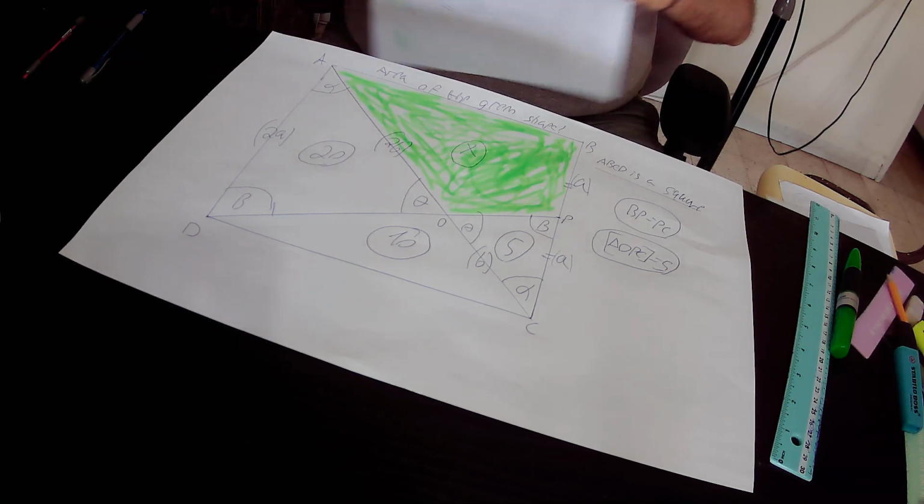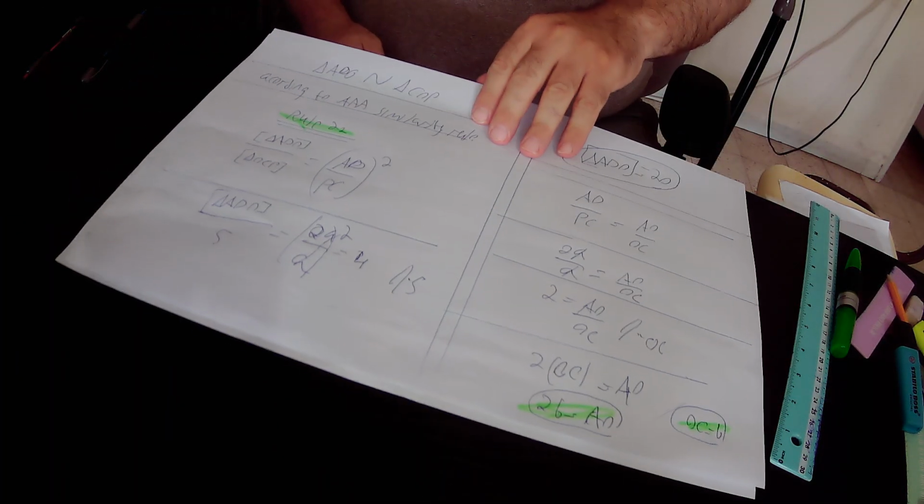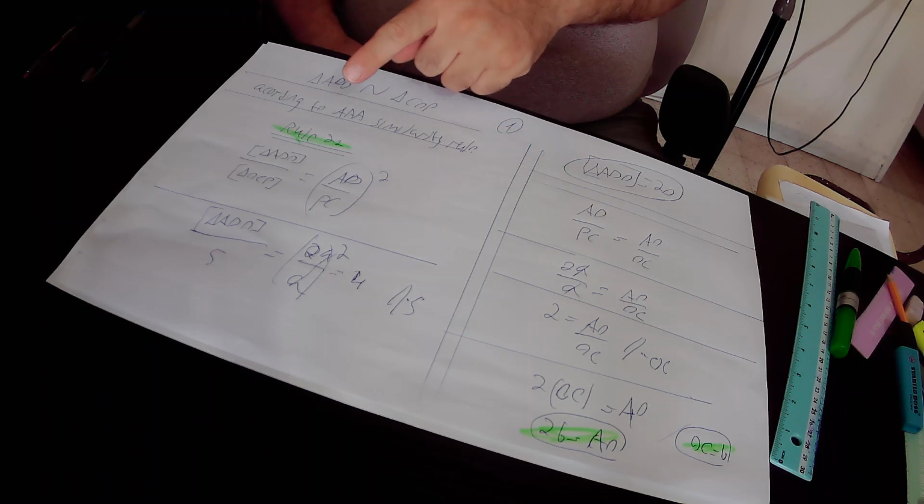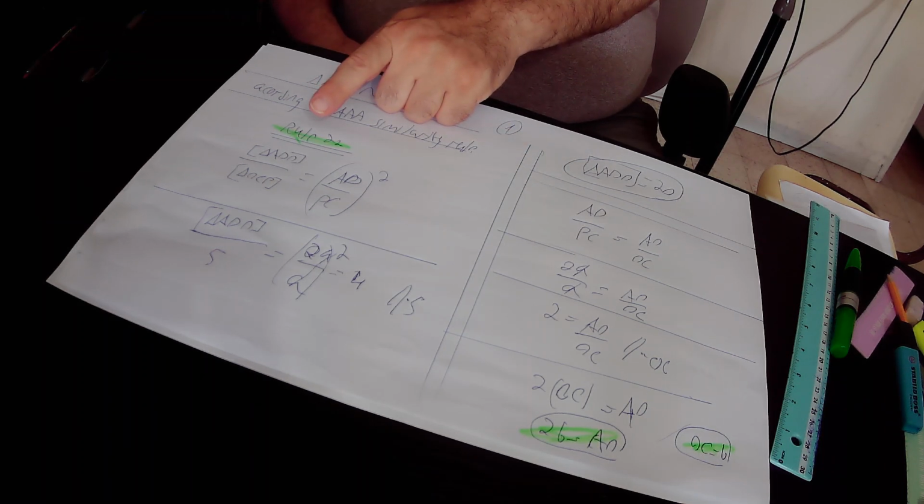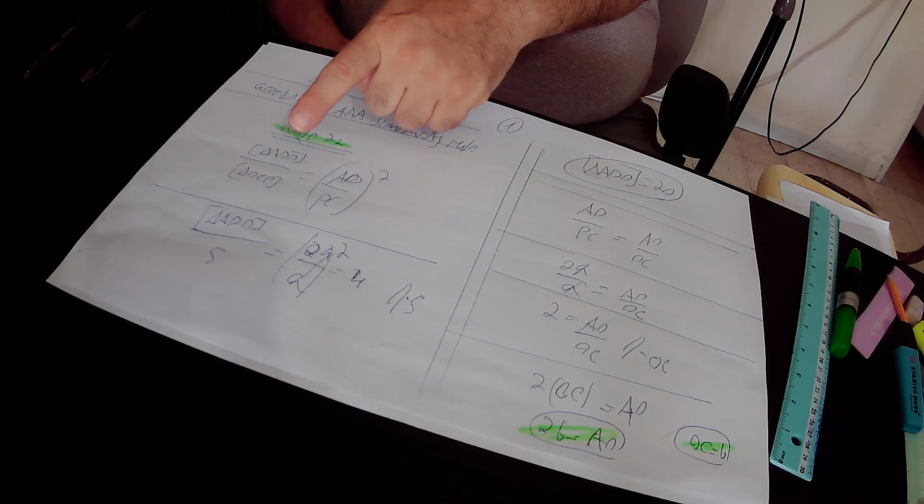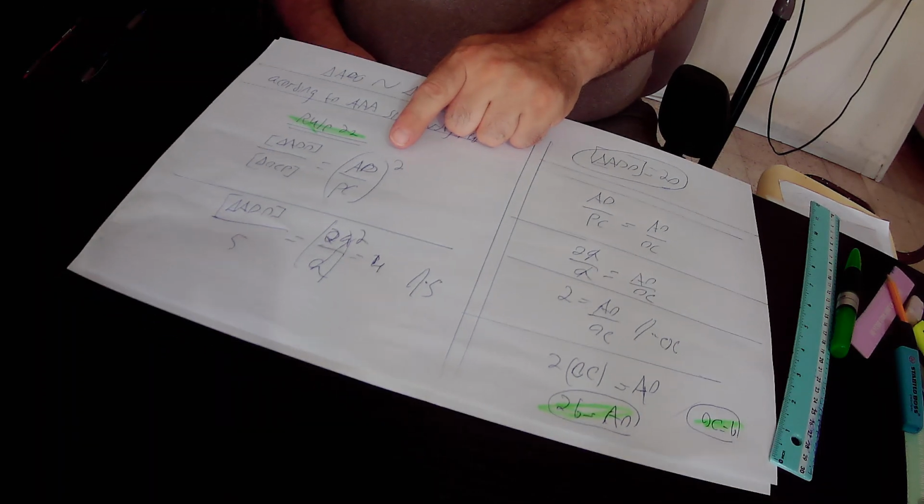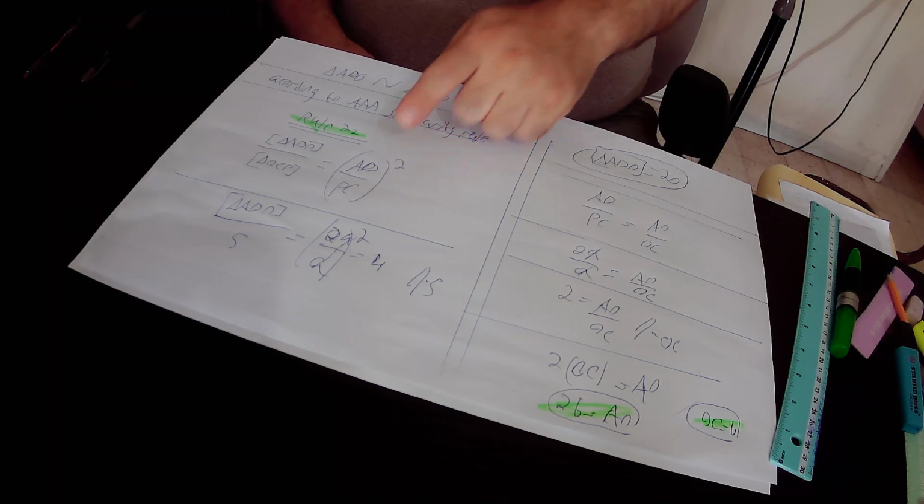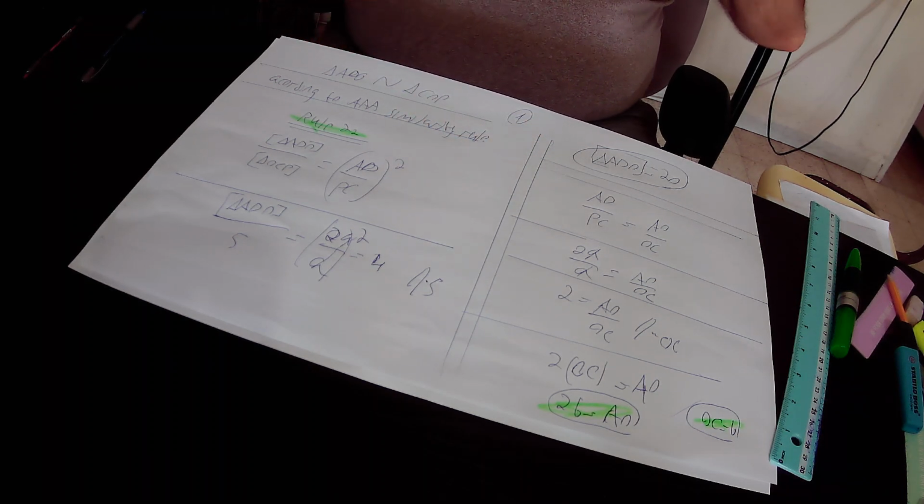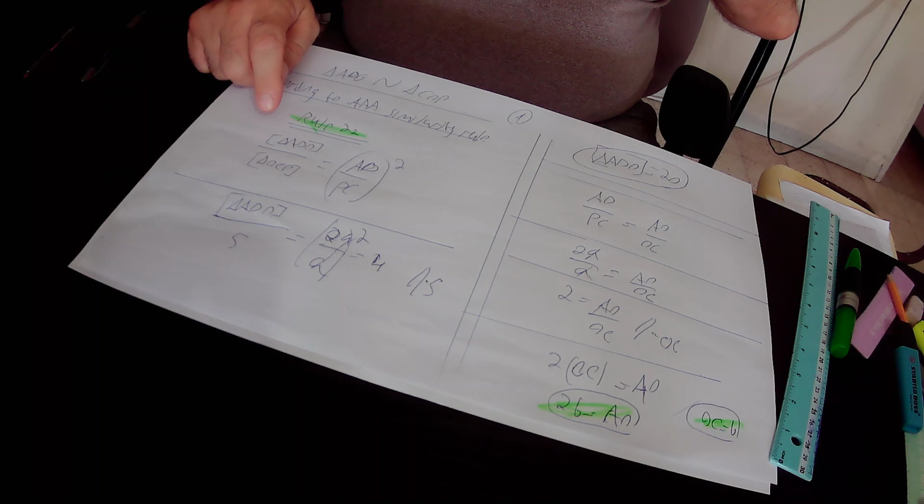So according to rule 22, the ratio between the areas of the two similar triangles, the area of triangle ADO over the area of triangle OCP, is equal to the square of the ratio between their corresponding sides. The square of the ratio between their corresponding sides is AD over PC squared.